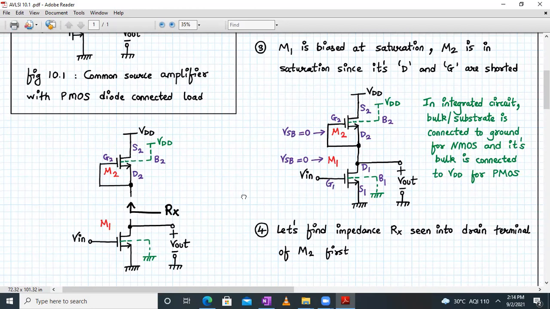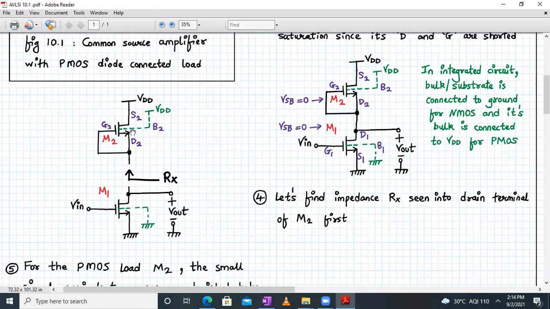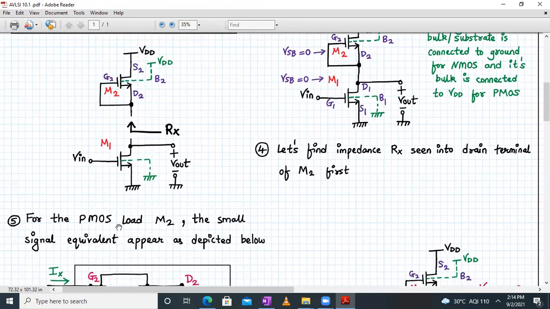In moving towards that step, let's first find the impedance looking into the drain terminal of the M2 transistor. Once we find that Rx value, we can replace this diode connected PMOS load with an Rx impedance. So we have split this circuit into two parts, and we are finding the impedance Rx seen into the drain terminal of the M2 transistor. So let's derive it. For a PMOS load M2, the small signal equivalent appears as depicted below.